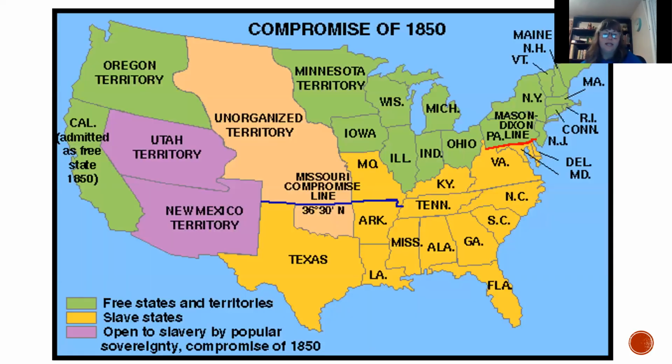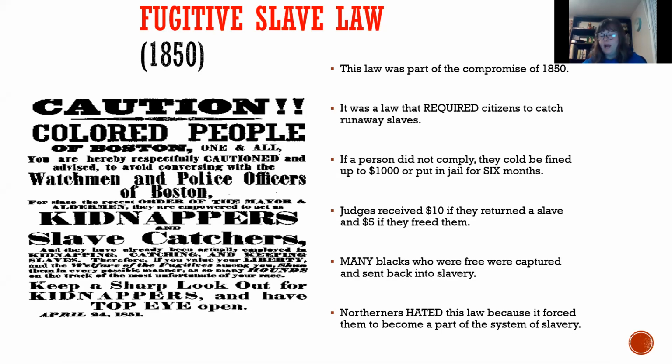All right, so here again, we take a look at what is happening with the map in the United States. Notice closely the Missouri Compromise line and what is starting to happen as we move west and start to claim the territory. You can see that the green is free states and territories, the orange is slave states, and then purple is open to slavery by popular sovereignty, which is the Compromise of 1850.